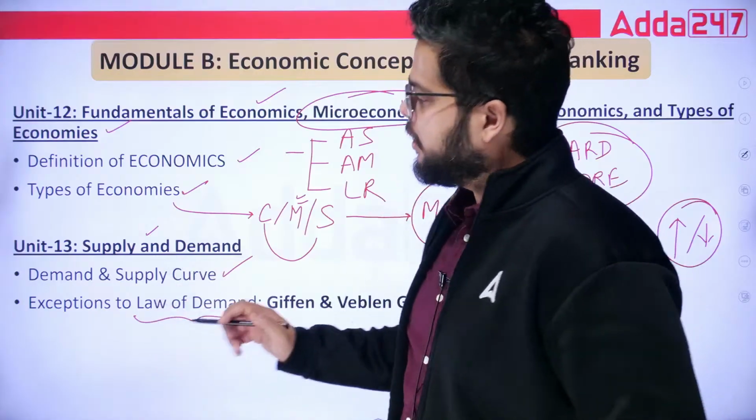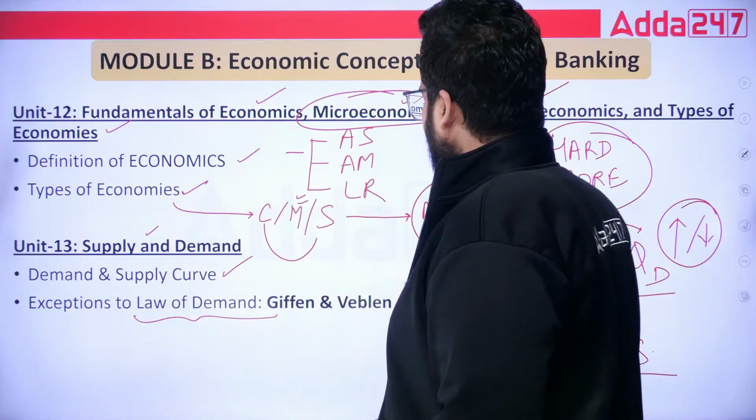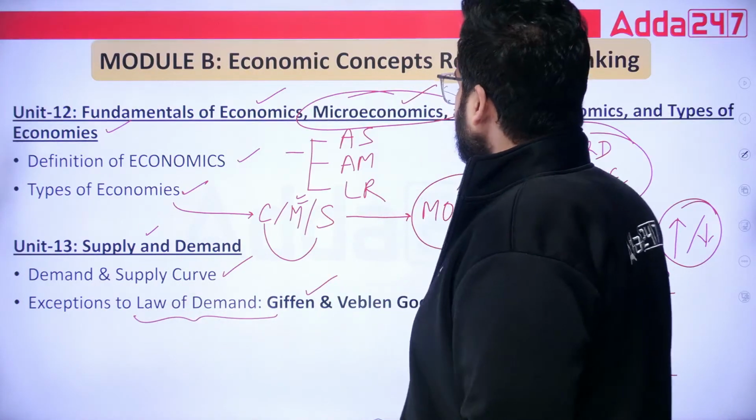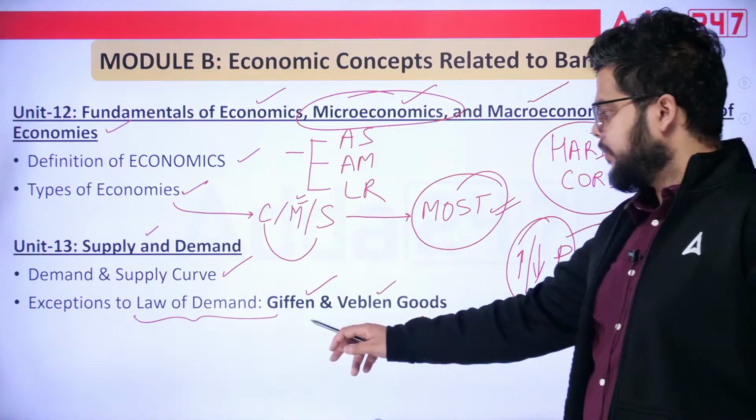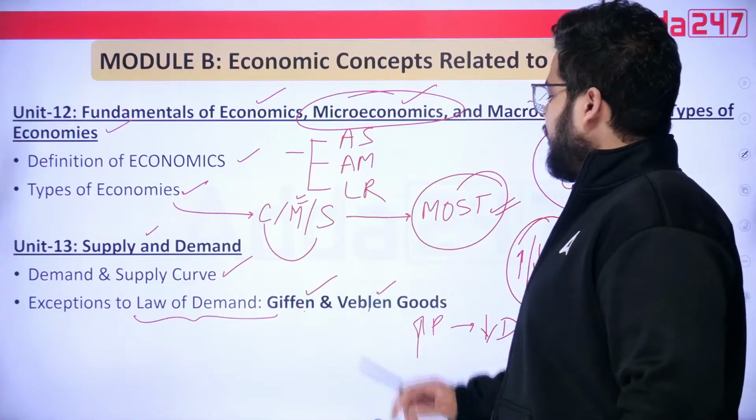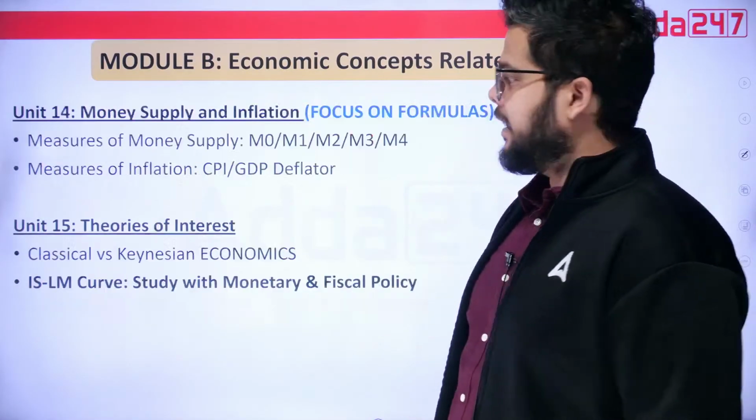We are talking about the exceptions, which we can study using Giffen goods as well as Veblen goods. Giffen goods talk about inferior products, inferior goods. Veblen goods talk about luxury items.